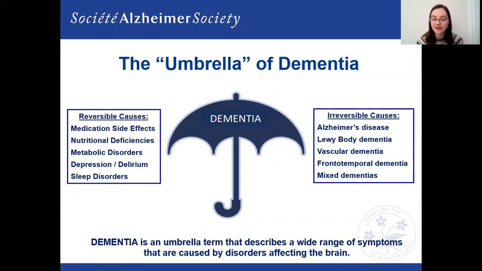When people hear the term dementia, it can be overwhelming because most often we jump to the conclusion that it's an incurable condition. But it's important to consider that second half of the umbrella to understand that not all dementias are caused by irreversible conditions. There are some conditions that, when treated, can be reversed. The dementia can be reversed, including things like a medication side effect, nutritional deficiencies, metabolic disorders, like a thyroid disorder, even depression. So let's talk a little bit more about these reversible and irreversible types of dementia.